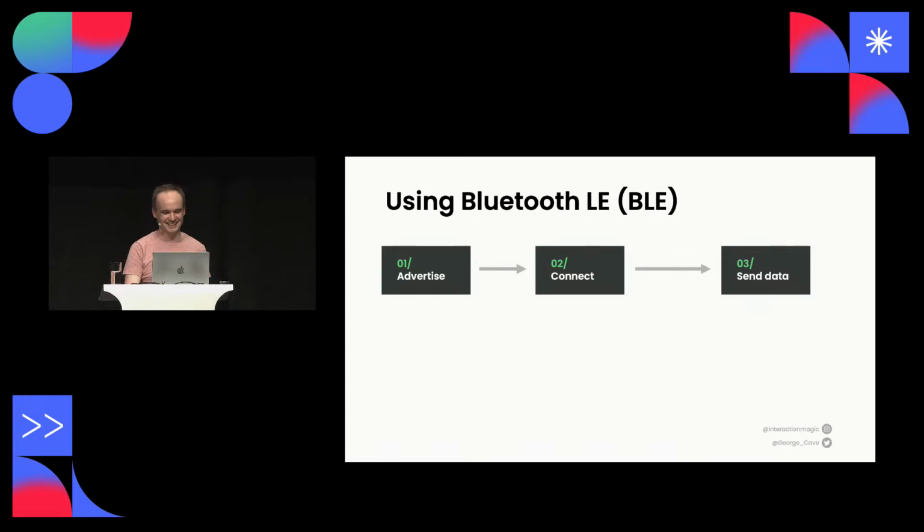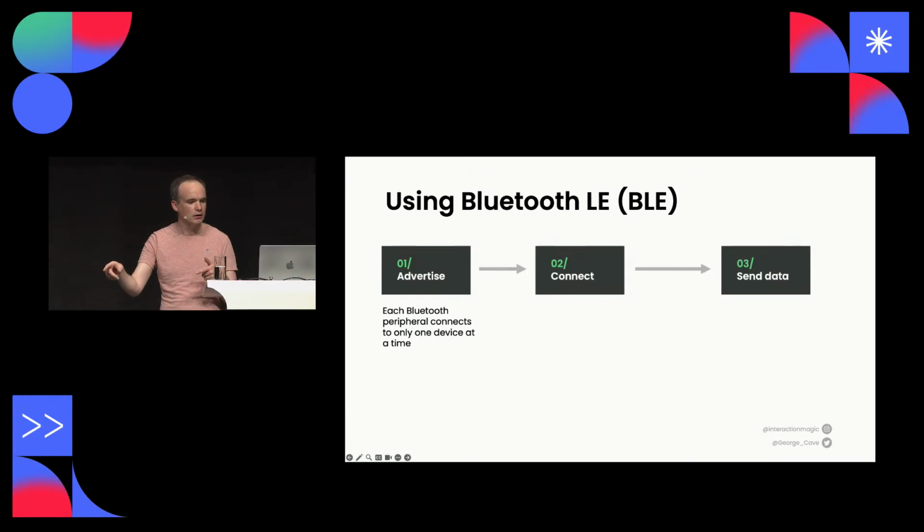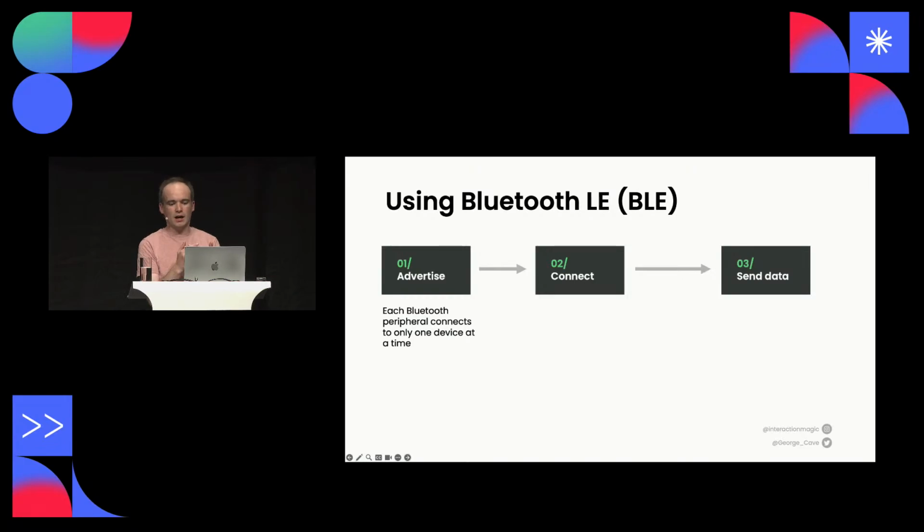So first, we need to advertise it. Bluetooth LE only allows you to connect to one device at a time, so only one of you has control of this right now. And once that's connected, the device will stop advertising, which is why none of you can see it anymore.